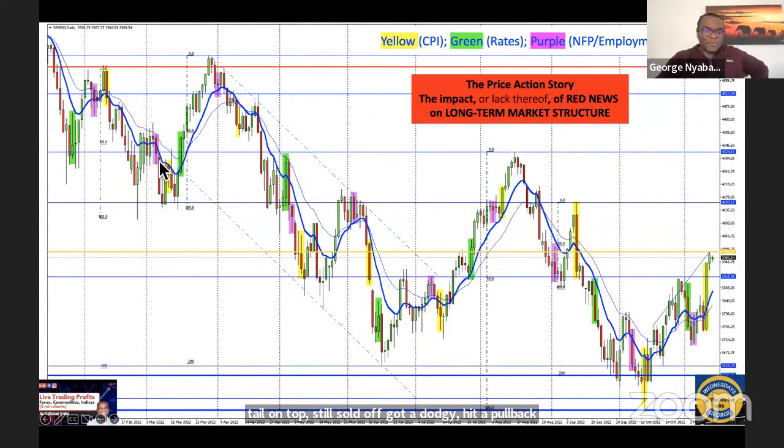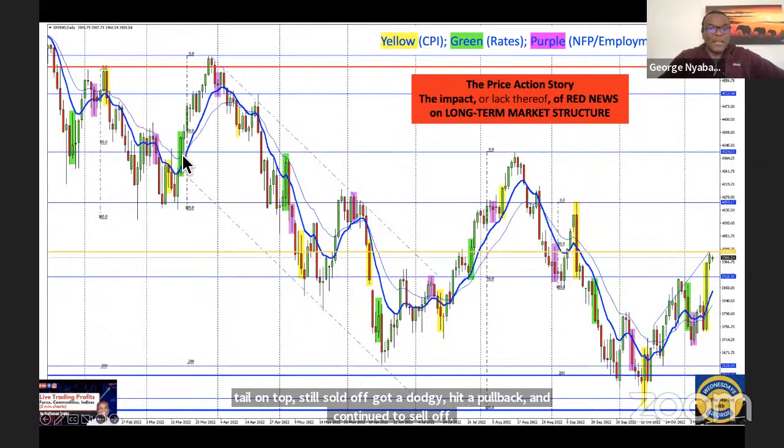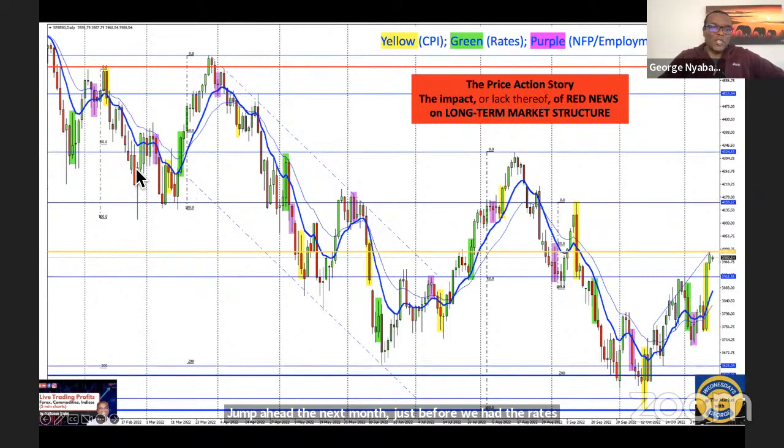Jump ahead to the next month. Just before we had the rates announcement, whichever way you look at it, wedge bottom, 1, 2, 3, double bottom, failed breakout, there are many ways to analyze this. Bull candle, huge announcement, big bull breakout on the announcement. But already we had a wedge bottom and double bottom, and the market just did a follow through on that. So it didn't go and sell off because of the announcement.